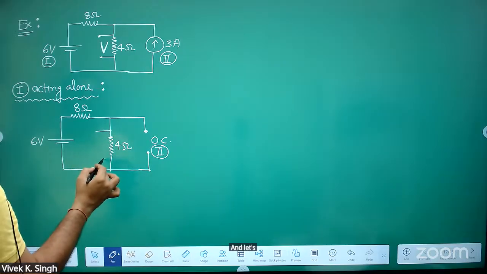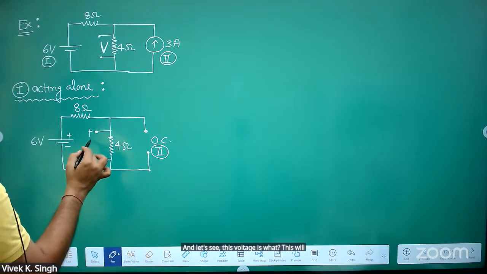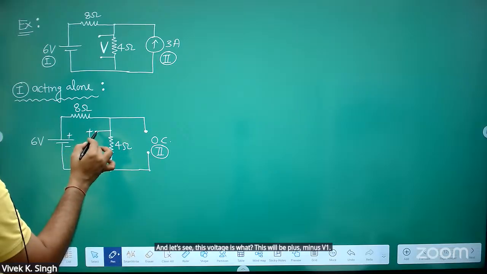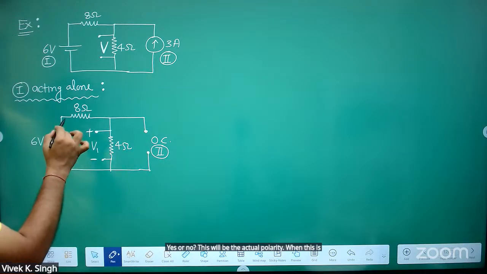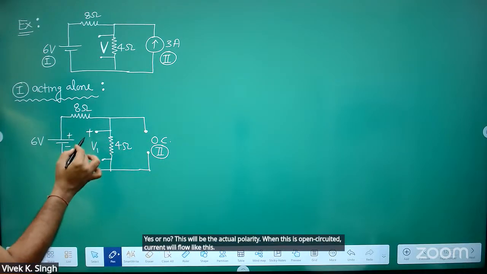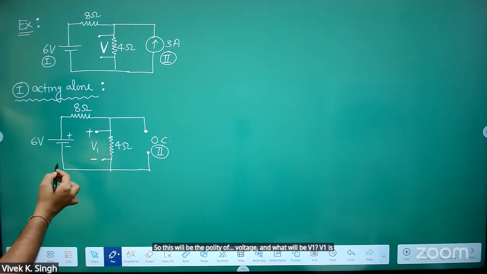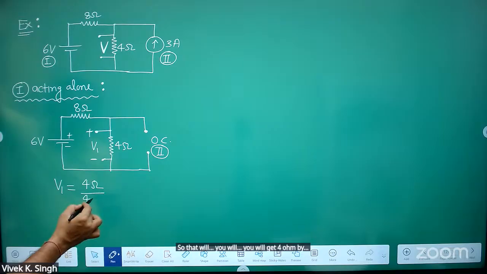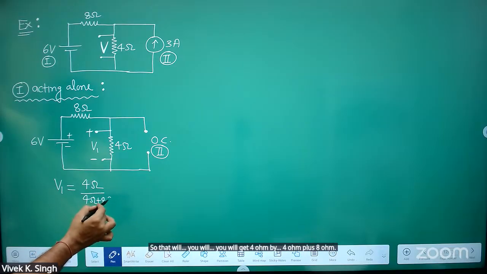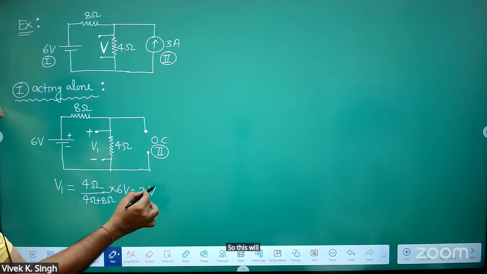And let's see, this voltage is what? This will be plus minus V1. Yes or no? This will be the actual polarity. When this is open circuited, current will flow like this. So this will be the polarity of voltage. And what will be V1? V1 is according to voltage division rule. So you will get 4 ohm by 4 ohm plus 8 ohm into 6 volt. So this will give you 2 volt.